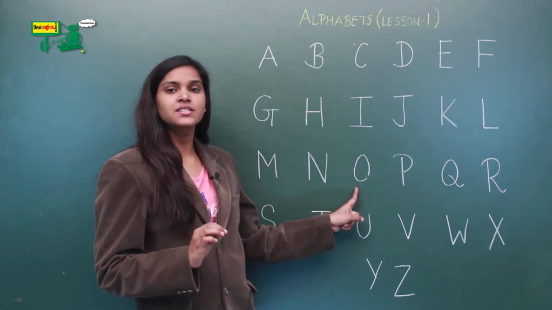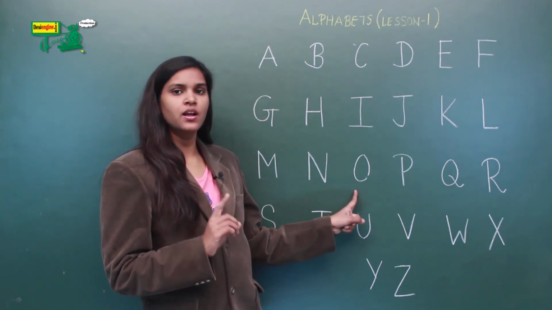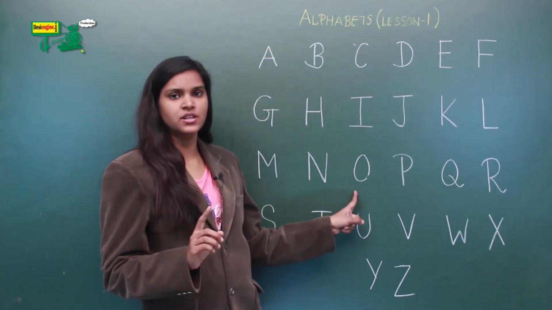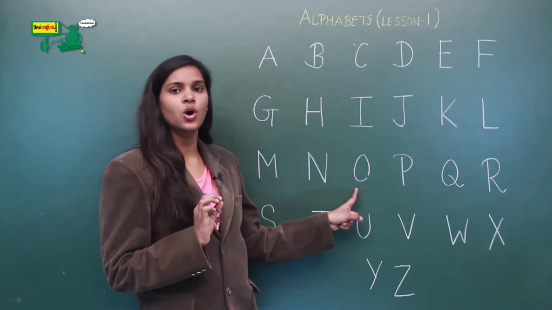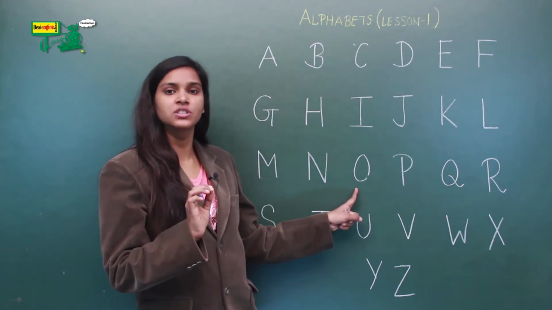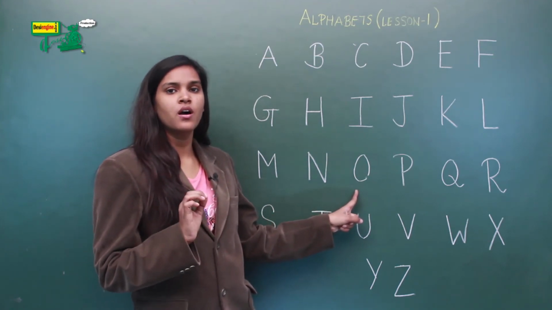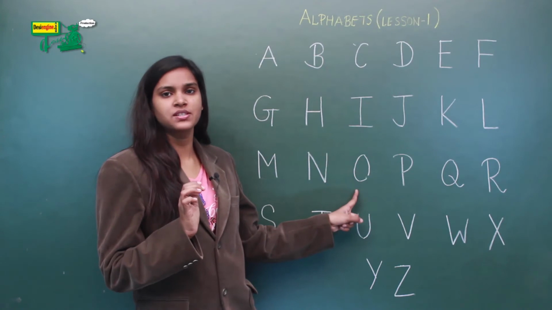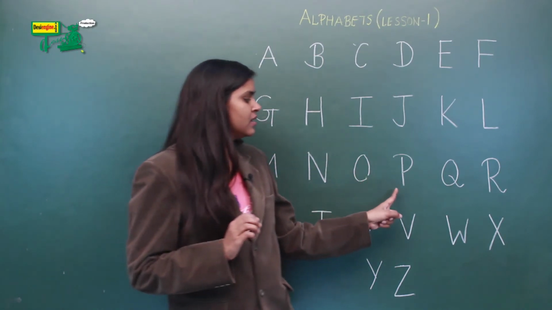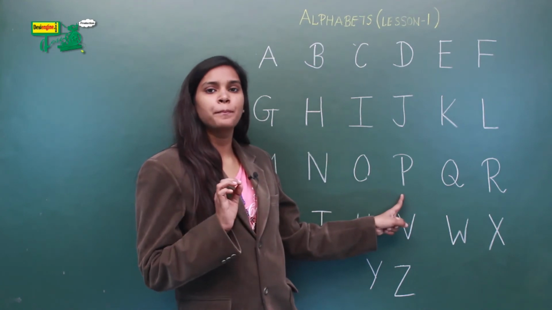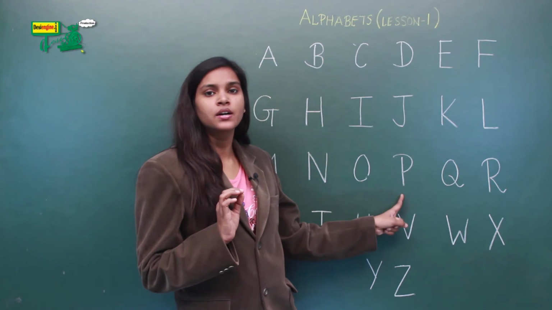Next alphabet is O. This also has two sounds, one long sound and one short sound. The long sound is O as in oval. The short sound is O as in octopus. The next alphabet is P and the sound that it makes is P.